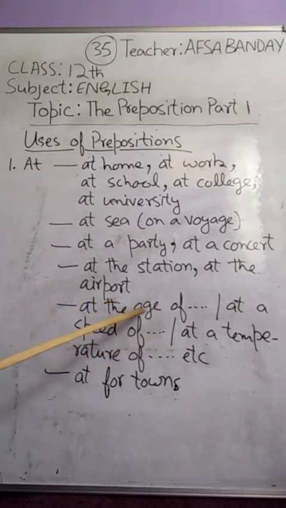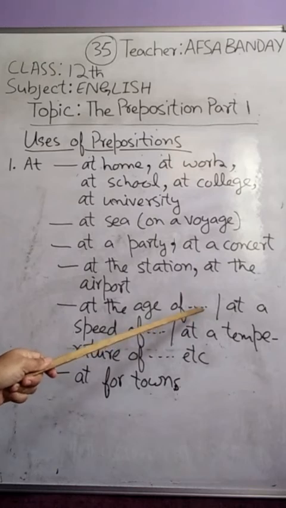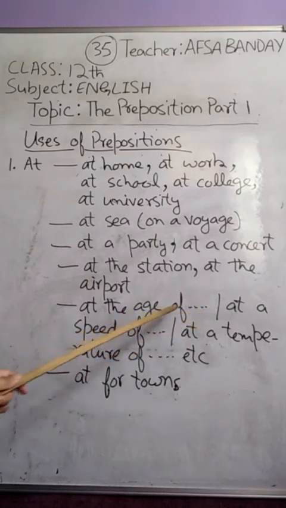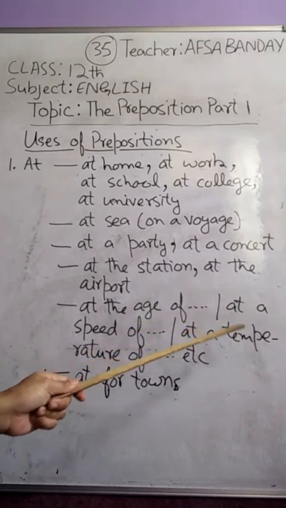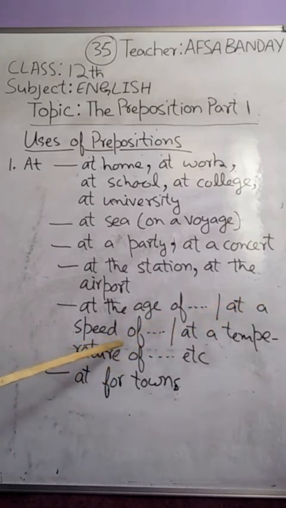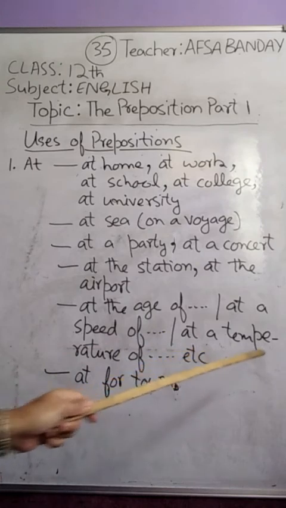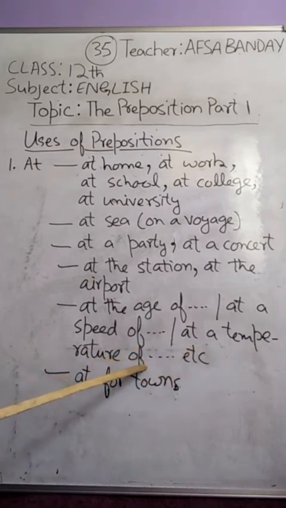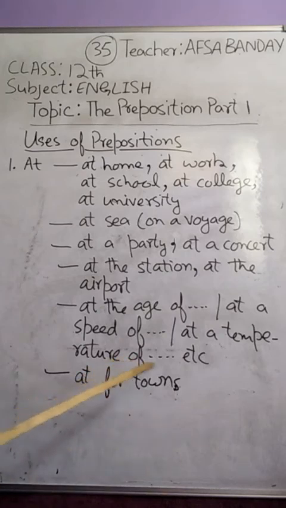Or we say at the age of, not he achieved this on the age of. We say he achieved this thing, that thing at the age of, like 14, at the age of this. At a speed of, again we say at a temperature of. And for towns also we use at. No doubt in is used for towns, cities and villages, but for towns especially we use at. So these were the uses of at.